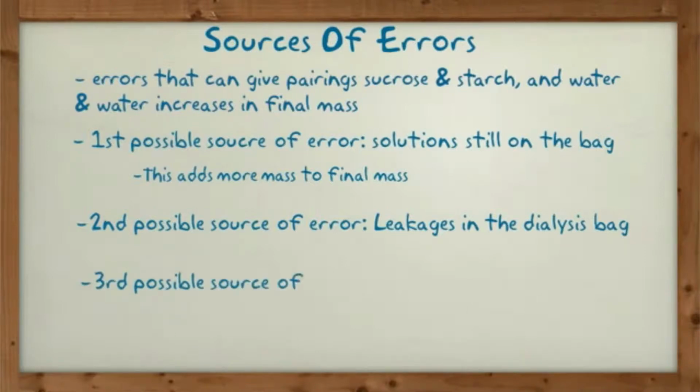The third possible source of error is when pouring the 10 milliliter solution from the graduated cylinder to each bag. Without rinsing the graduated cylinder, the residue from the previous solution impacts the concentration of the next solution. This impacts the direction of movement of water into and out of the bag.